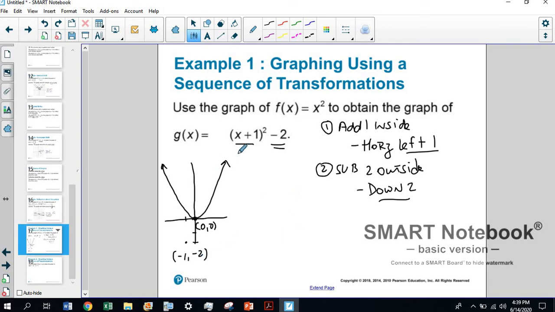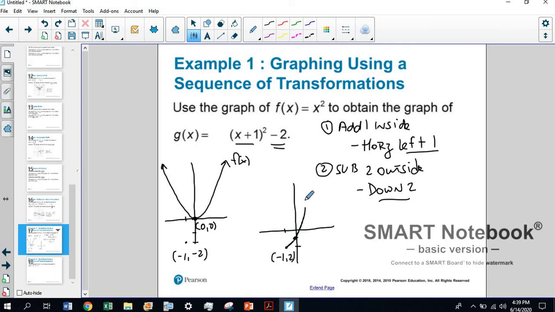All right, and so this is my f of x graph. My new graph is going to start at negative 1, negative 2. If we want to get a little bit better picture, we could plug in 0 to get the y-intercept, and we get negative 1.